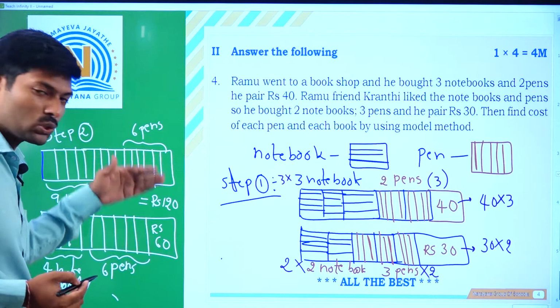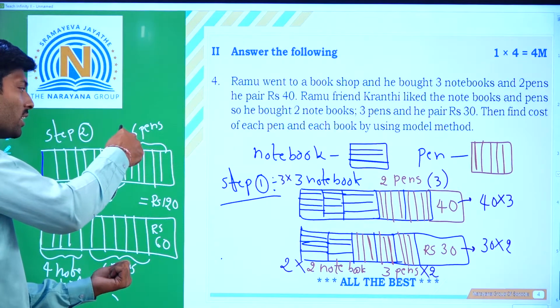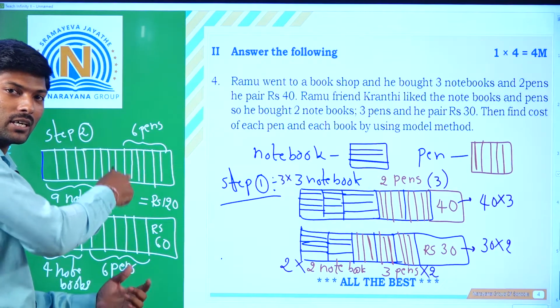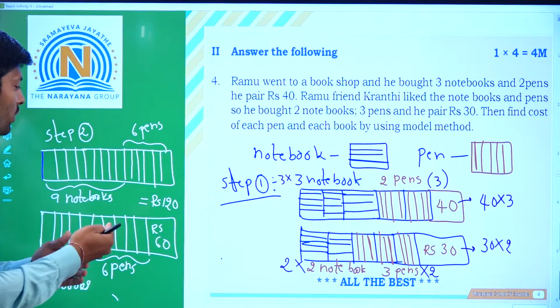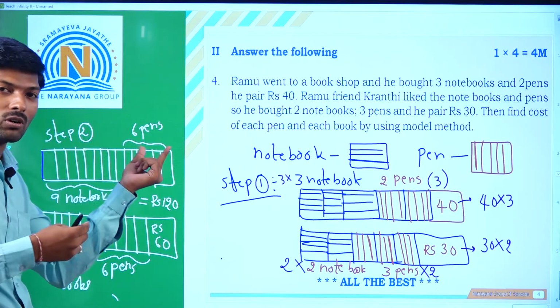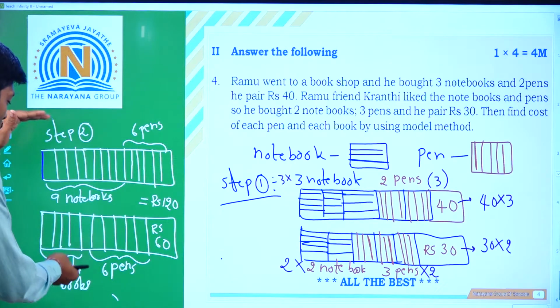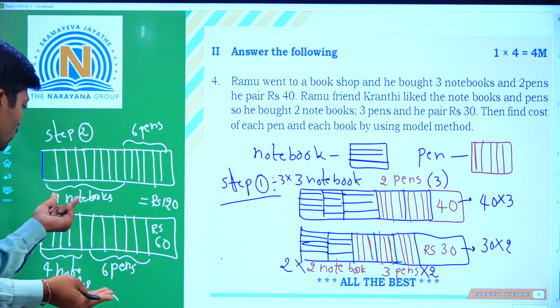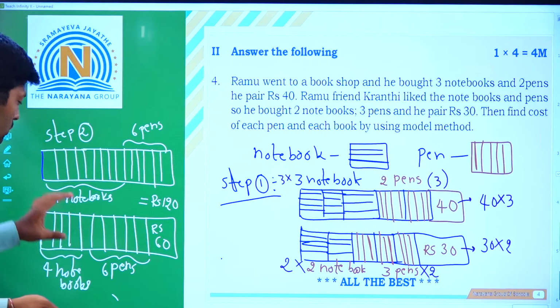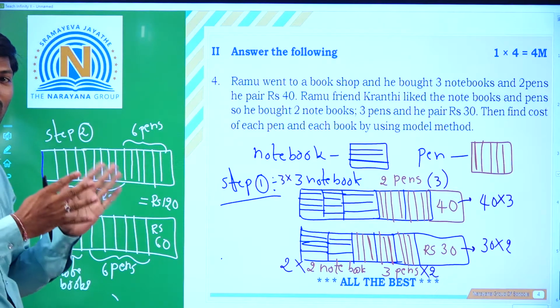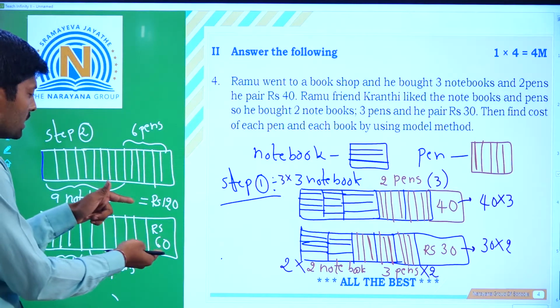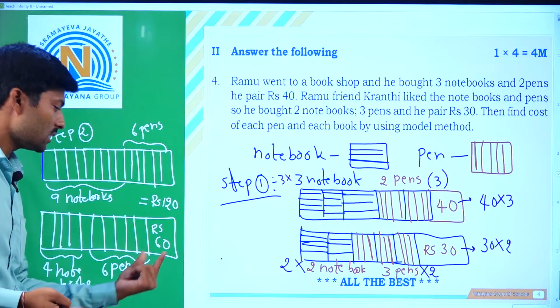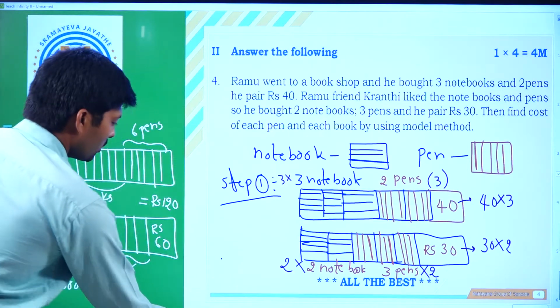By observing these two, here we have 2 equal quantities, 6 pens as well as 6 pens in both conditions. So, in order to find the cost of each notebook or the cost of each pen, now we have to subtract these two, that is 9 notebooks and 4 notebooks. If you subtract 9 minus 4, we will get 5 notebooks. 5 notebooks is equal to 120 minus 30.